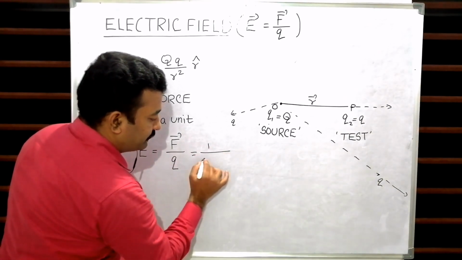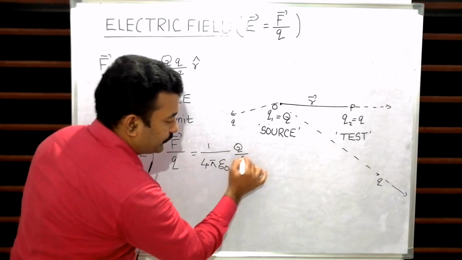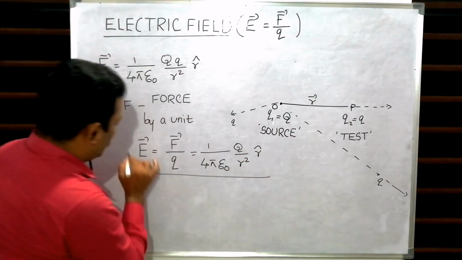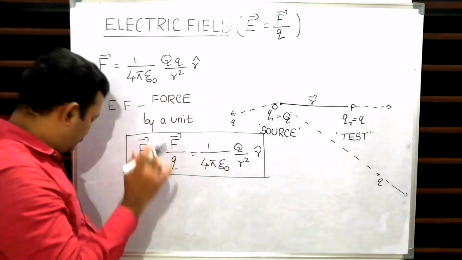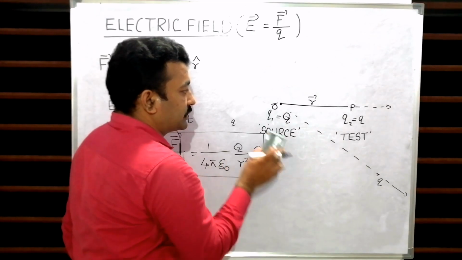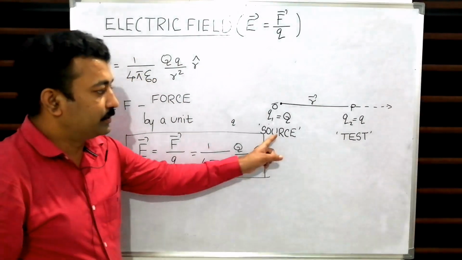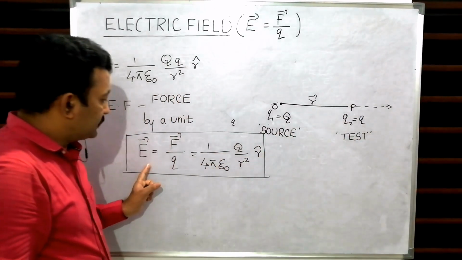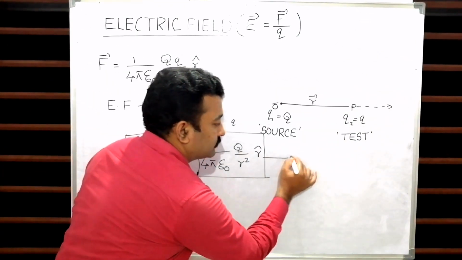So if I take that, the expression for the field due to a charge will become Q by r square, times the unit vector r. We can call this the electric field produced at the point P due to a point charge capital Q. So that gives the electric field due to a source charge at a particular point P. This is the mathematical expression for electric field.